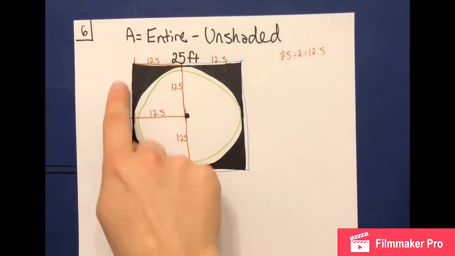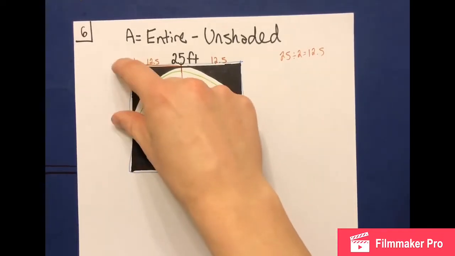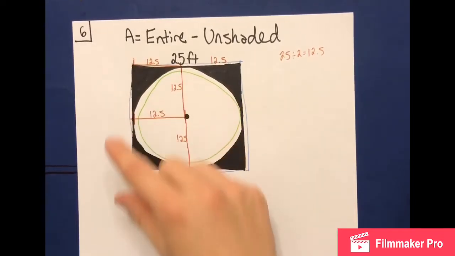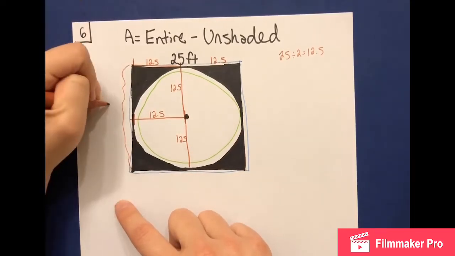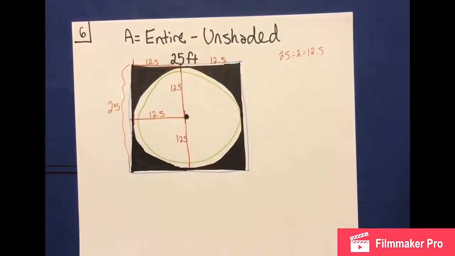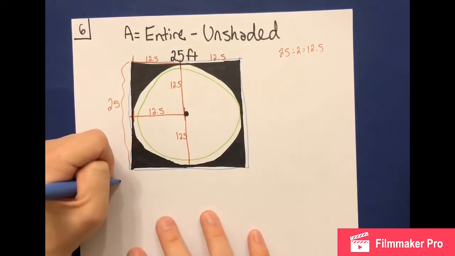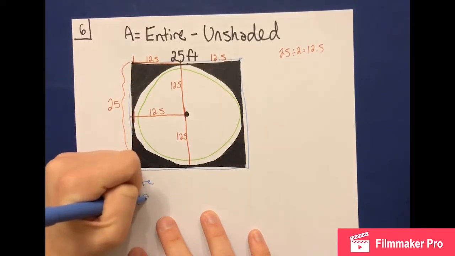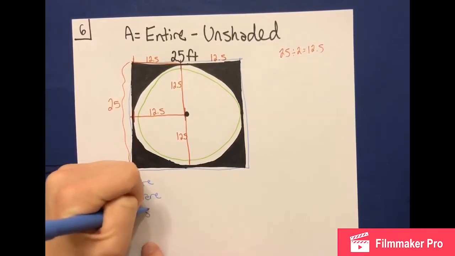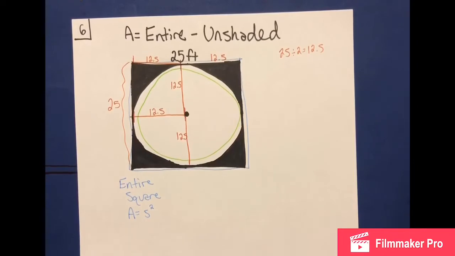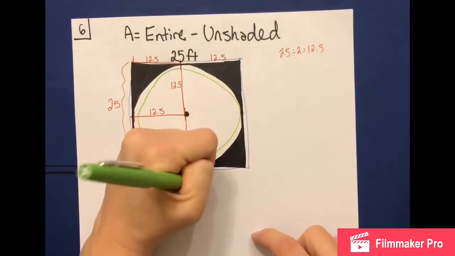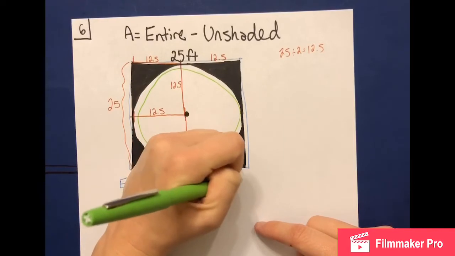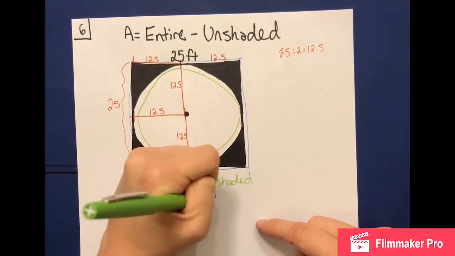So I'm going to look over here real quick. If this was 12.5 and this is 12.5, this whole area is now 25. So this definitely is a square, okay? So looking at my 2 shapes, I have the entire shape is a square, where my area is equal to side squared, and my unshaded region is a circle.